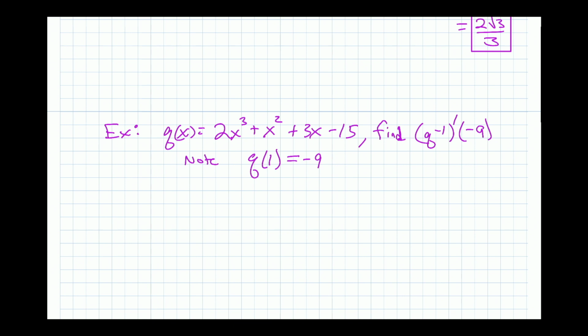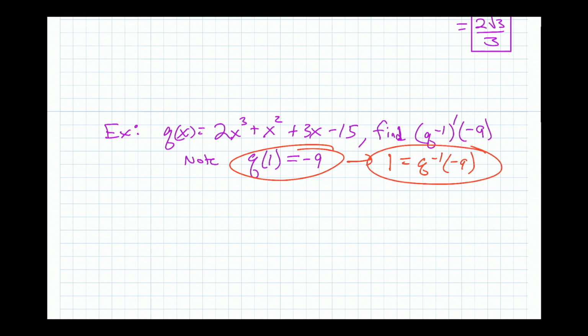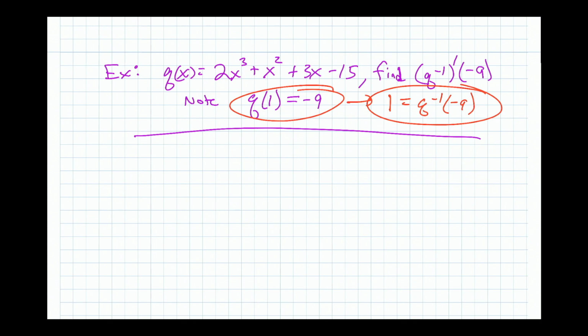All right, so before we really get started, make sure you understand that. Q of 1 equals minus 9. That tells me that 1 is Q inverse of minus 9. I'm definitely going to need to know that, right? So what else do we need to do before we get started? We're going to need to find Q prime. So I'm not even using the formula yet. Let's just find Q prime, because I know I'm going to need that derivative.